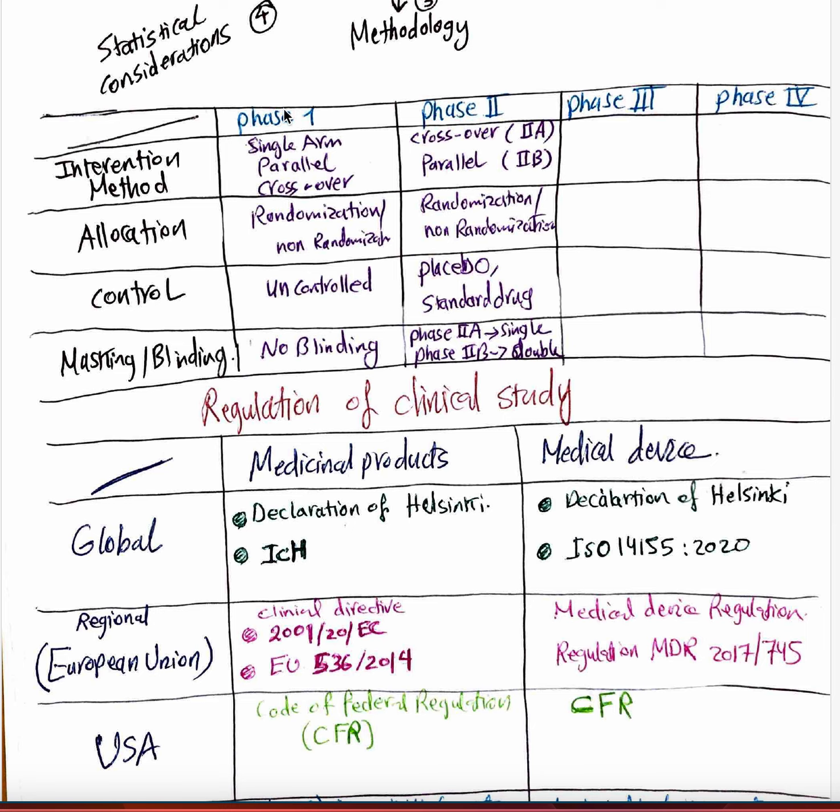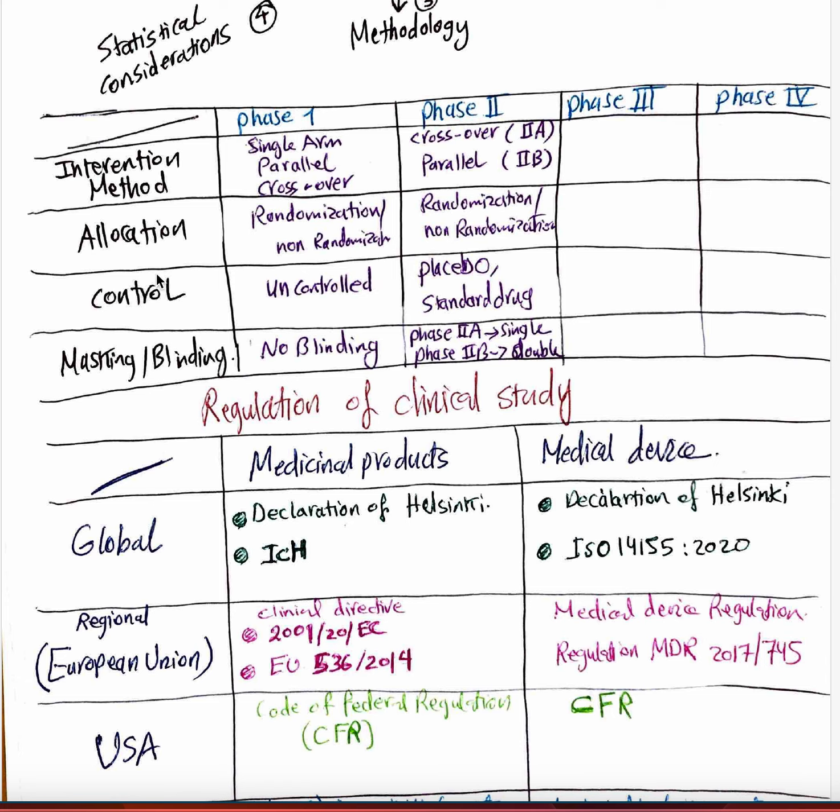In phase 1, we use volunteers, from 10 to 100 volunteers. What is the intervention method that we use? Single arm, crossover, and parallel. So we use all these interventional methods. Single arm, as I said before, is uncontrolled, while parallel and crossover are controlled. But in phase 1 we just use the uncontrolled ones. There is no control group in phase 1.